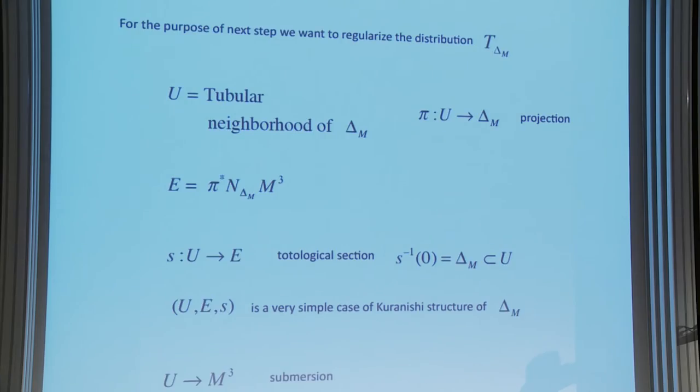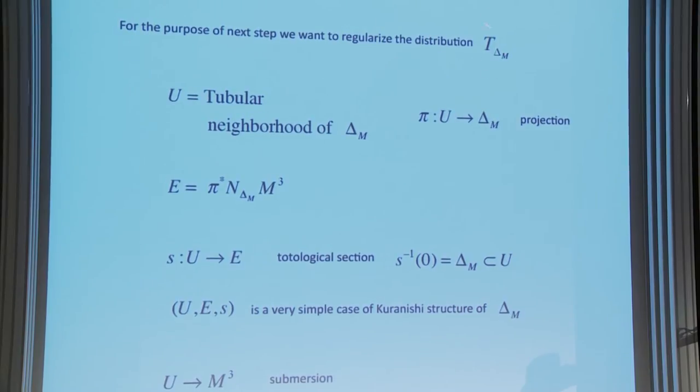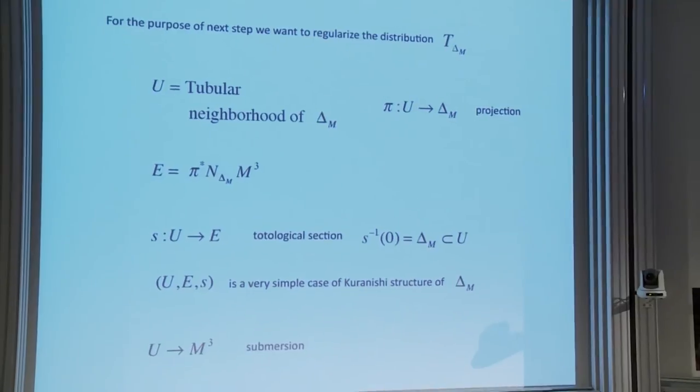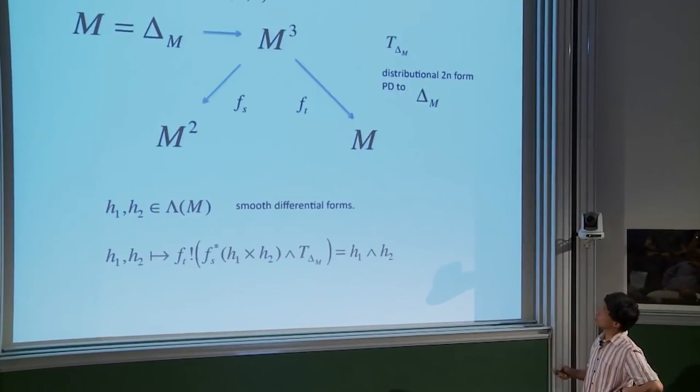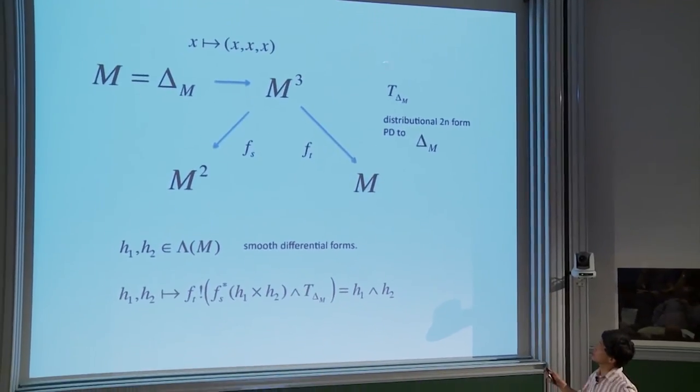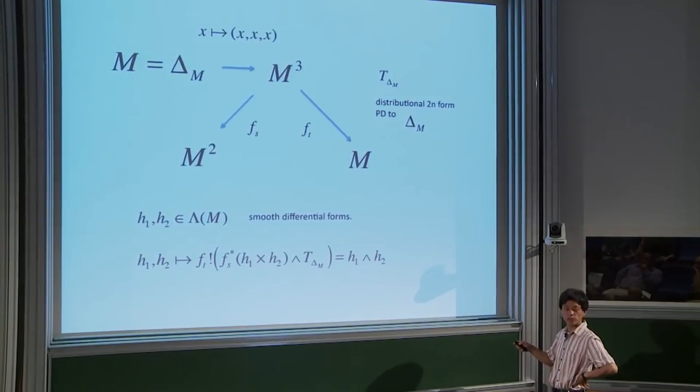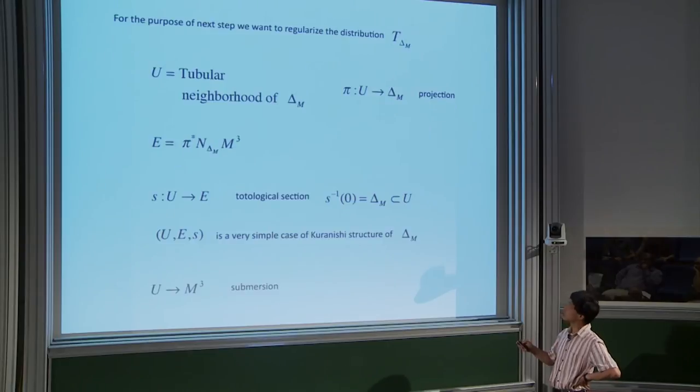But for the purpose of later use, I want to make this distribution, the diagonal, a bit smoother, to regularize this distribution. And the data we need is the following. This distribution is not supported on an open set, it's just on a closed set. That's why it is not a smooth distribution. So we take an open tubular neighborhood of the diagonal, and you have this projection of the tubular neighborhood, and you take the normal bundle of this diagonal in M cube, and you pull it back to U. So you have this U and E. And you have a natural canonical section S. It's just a tautological section because U is an open subset of this normal bundle itself. And the property is that the zero set of this tautological section is just the diagonal itself.